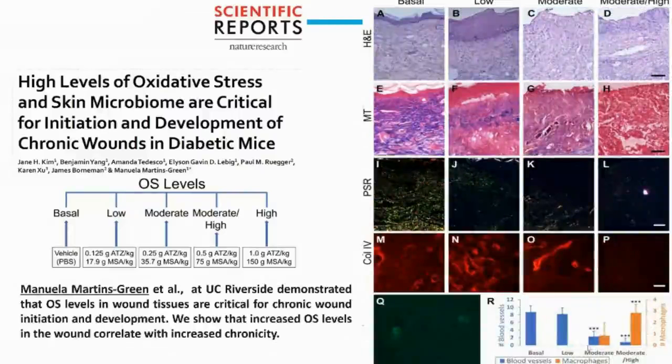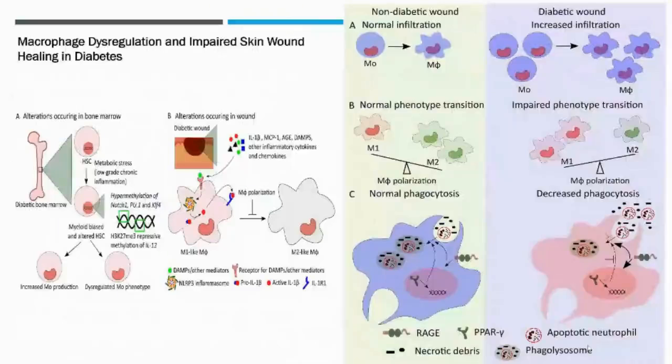This again brings you a similar story, but what I would like to bring your attention to is the lower right panel, those bar diagrams over there. You can see with the increased oxidative stress, the resident macrophage numbers are increasing. That goes hand in hand with the discussions that we had earlier on the macrophage phenotype and switches.